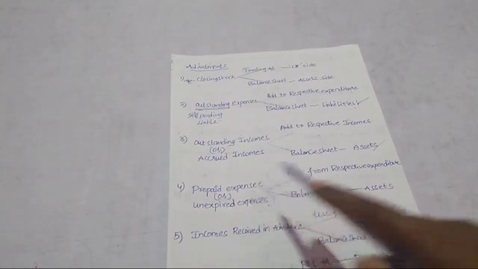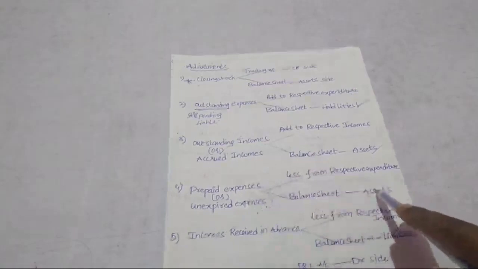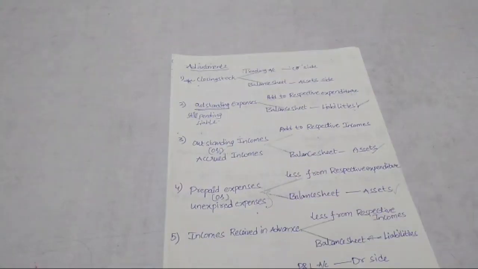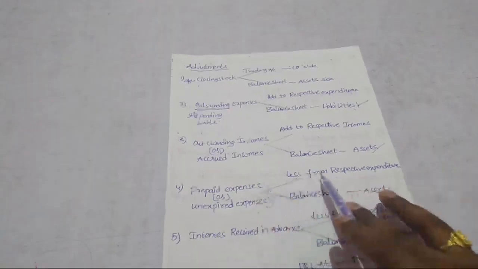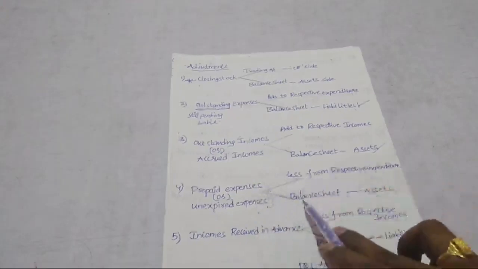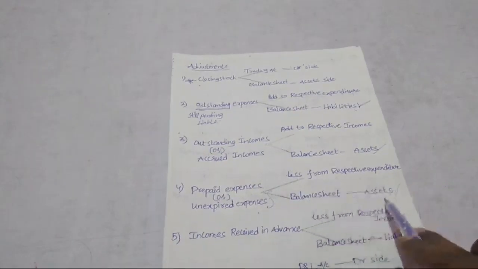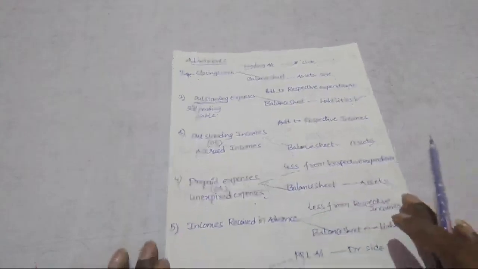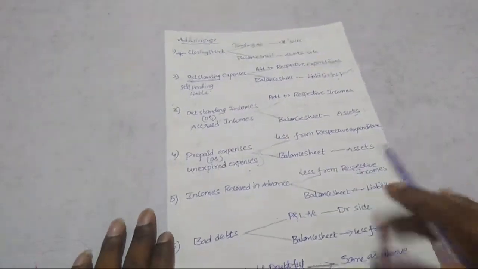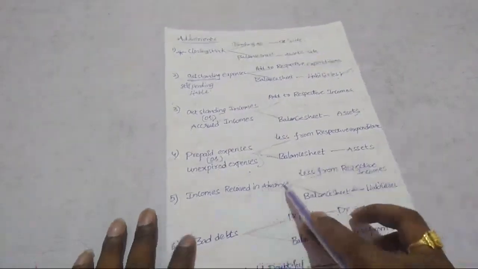again this adjustment amount will be written on the balance sheet asset side. Why did it become an asset? Because we have already paid in advance and there is no need of paying the same amount in the future. That is the reason why it is called an asset. So prepaid expenses are deducted from the respective expenditure, as well as posted on the balance sheet asset side. Now the next adjustment, income received in advance.